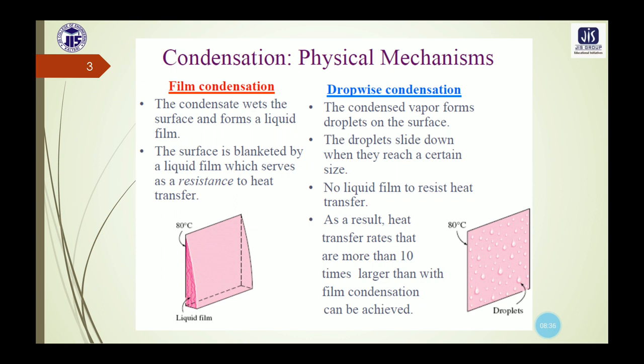The liquid flows down the cooling surface under the action of gravity, and the layer continuously grows in thickness because of newly condensing vapors. So this is the way by which the thickness grows in case of film condensation. Now this continuous film offers thermal resistance and checks further transfer of heat between the vapor and the surface. So due to this formation of the liquid film above the surface, the resistance to heat transfer is there.